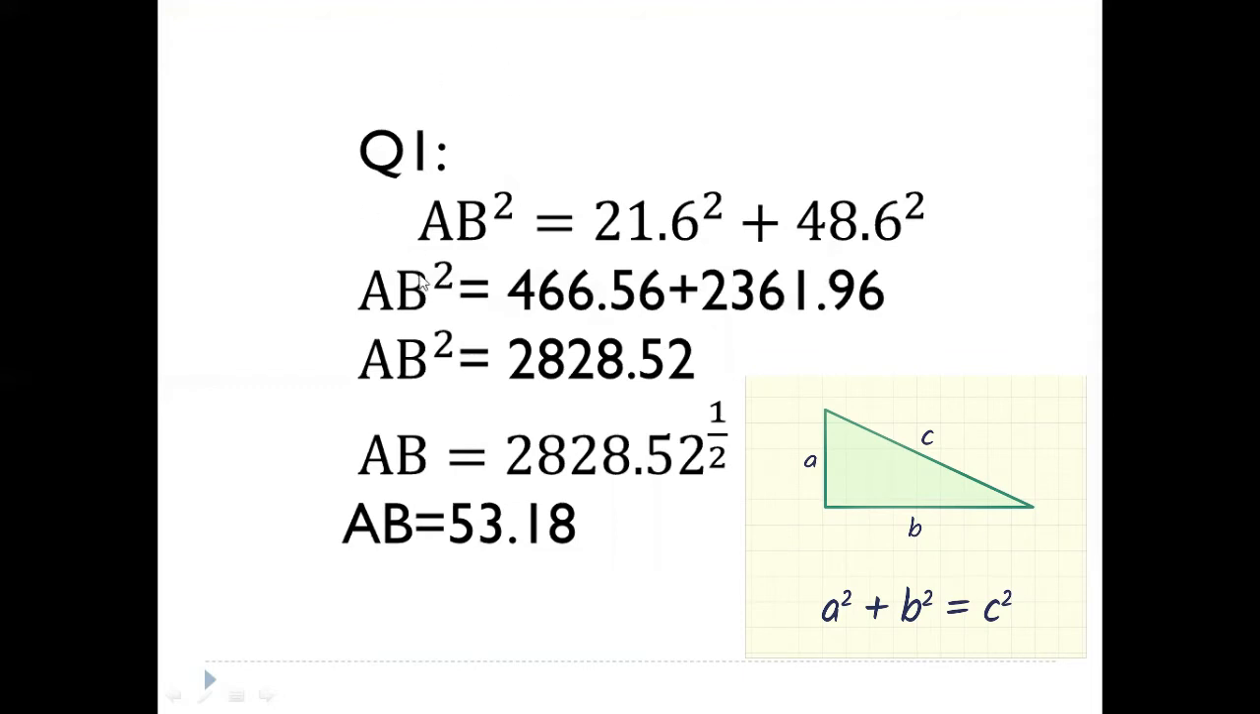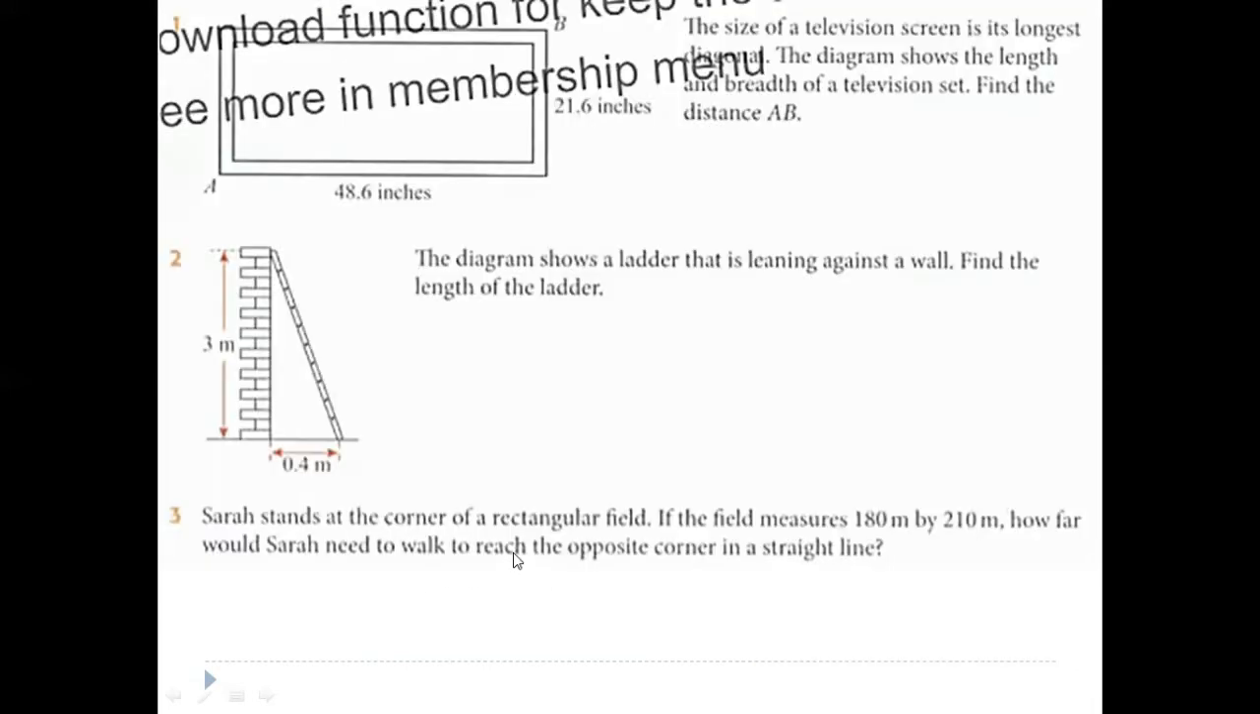So we find the diagonal: AB squared equals 21.6 squared plus 48.6 squared. With the help of this, we easily find it. At the end, we will get our answer, that is 53.18. The same thing we are doing in question number 2. As it is the same, we don't have the diagonals, so with the help of this method, we will find the diagonals easily.